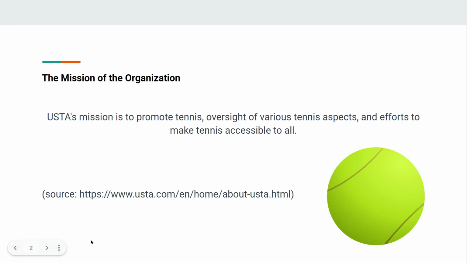Before we proceed, let's clarify what the mission of the organization is. The mission of the USTA, and I'm citing information from their website, is to promote and develop tennis across the United States, from grassroots programs to professional tournaments like the US Open. The USTA promotes an accessible and high-quality tennis experience for everybody of all ages.